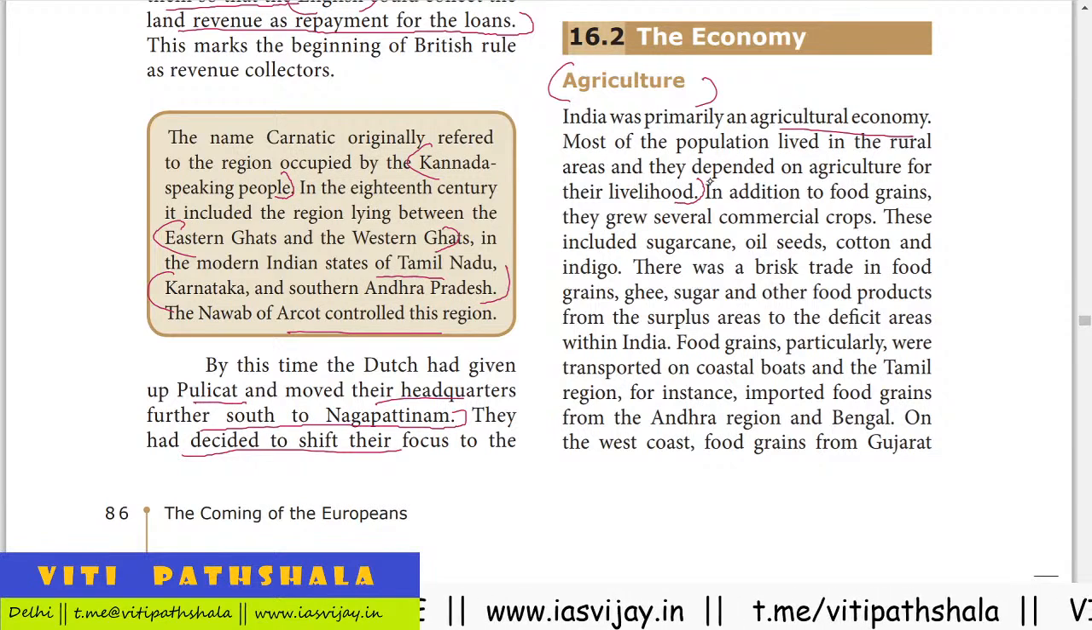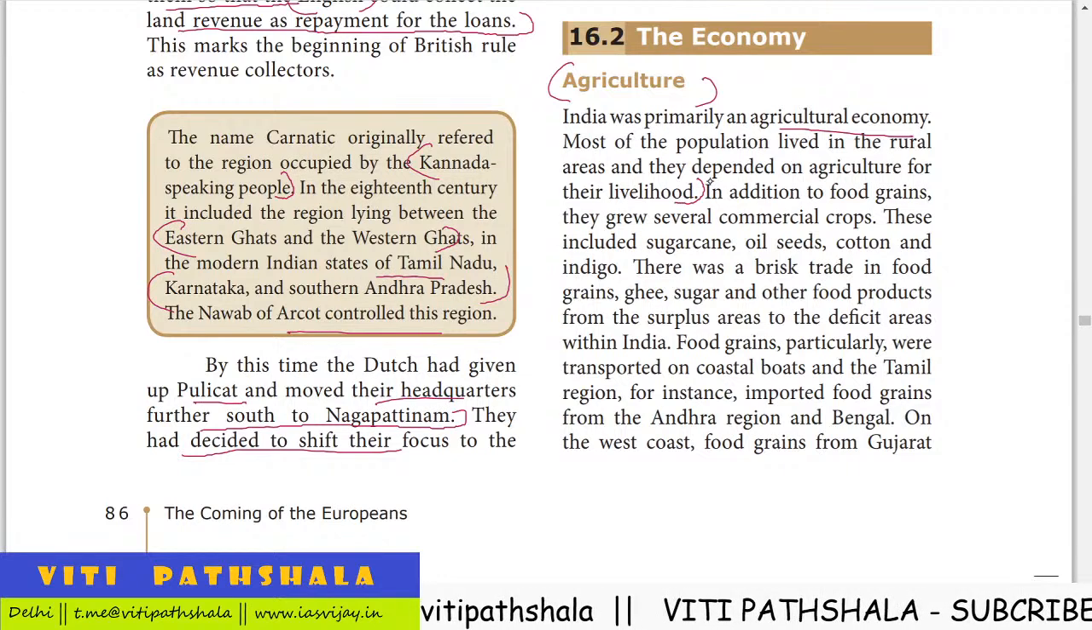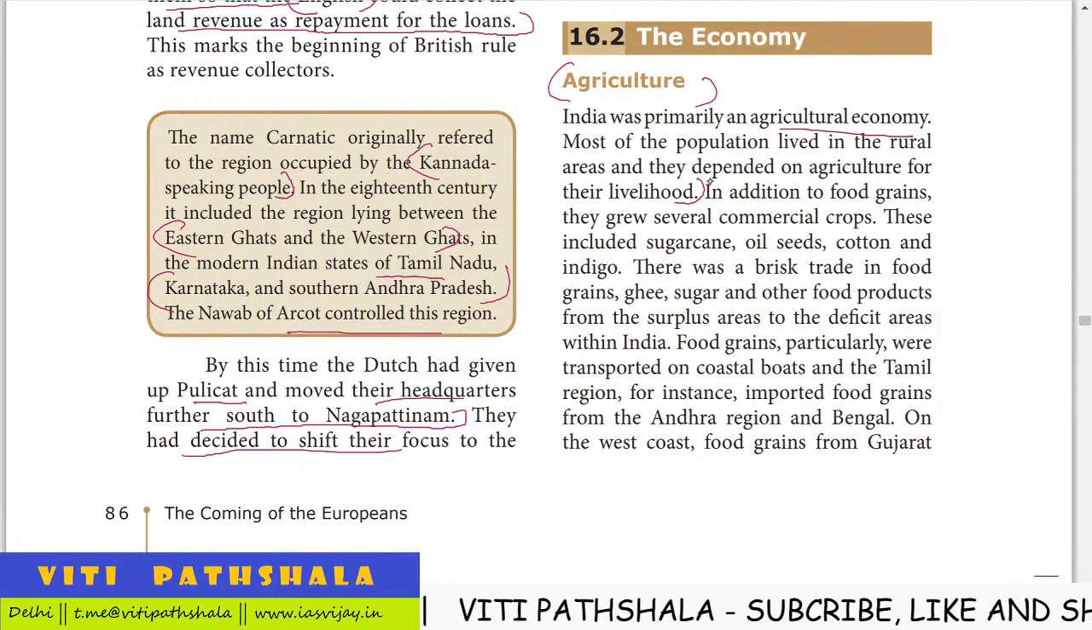Because they wanted to give an intro before the actual advent of the Europeans, they tried to give it in terms of the Portuguese economy. So I guess.